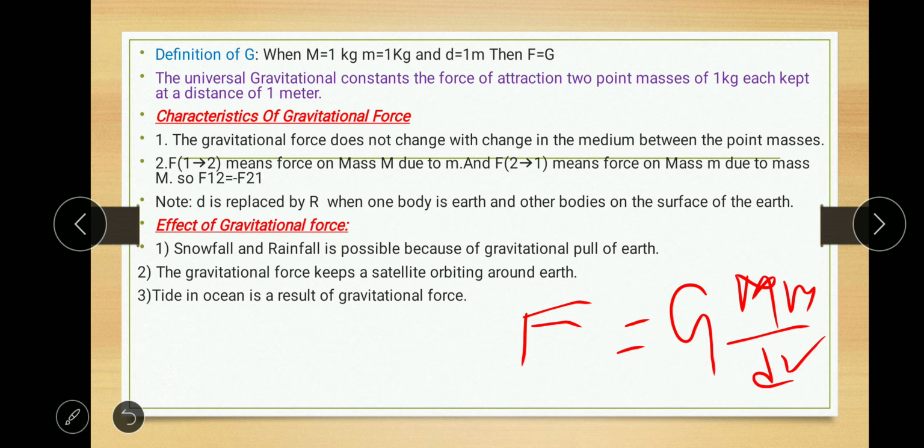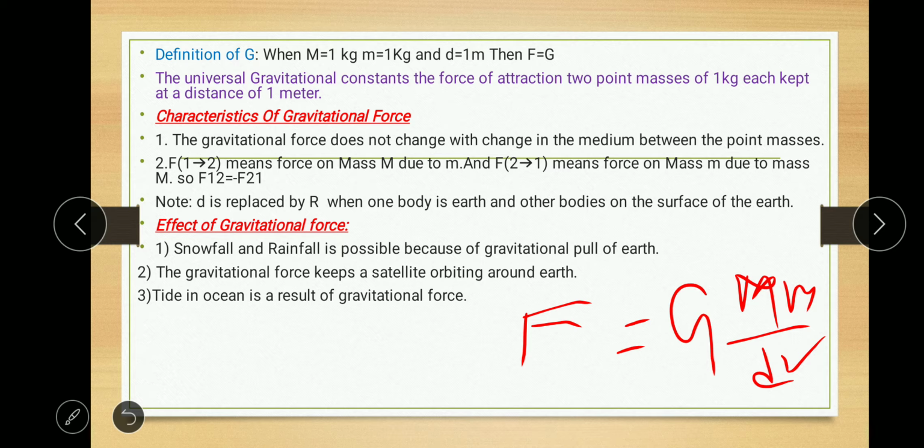The universal gravitational constant is the force of attraction between two point masses of 1 kg each kept at a distance of 1 meter. So this is the definition of G, called the gravitational constant.